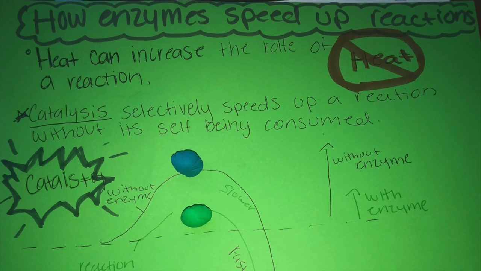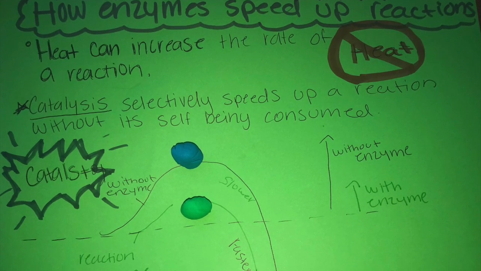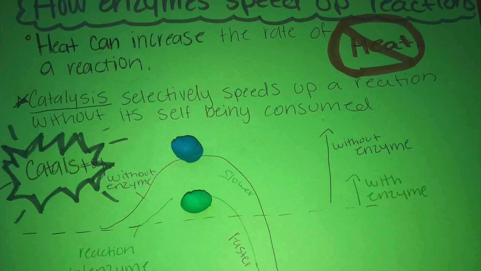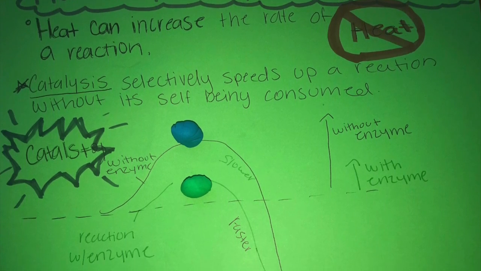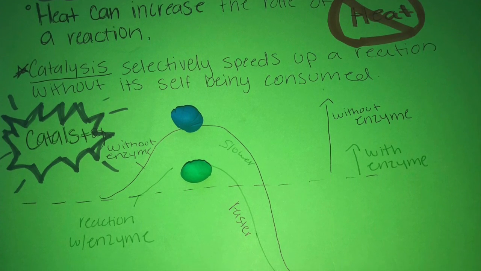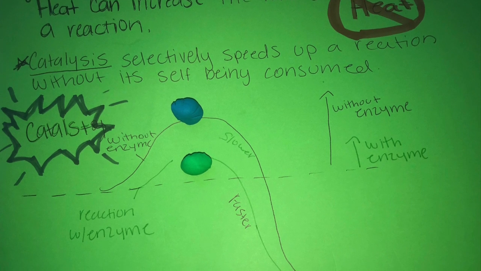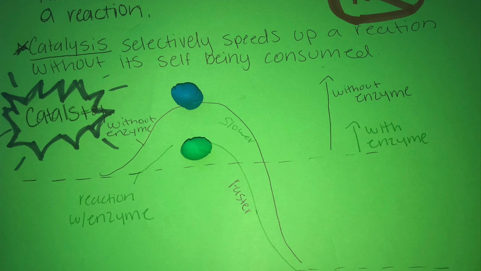How enzymes speed up reactions. Heat can increase the rate of reaction by allowing reactants to attain transition state more often, but this will not work as well in biological systems because high temperature denatures proteins and kills cells. Second, the heat would speed up all reactions, not just those that are needed.